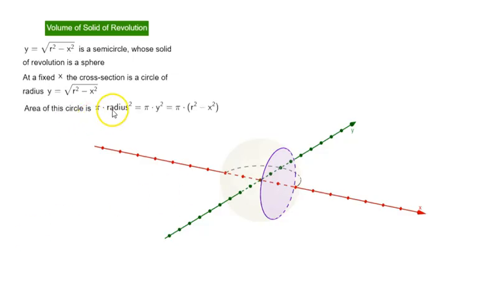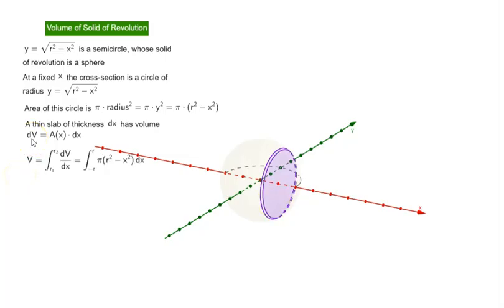The area of this circle is pi r square, which is equal to pi times the radius y squared, which is equal to pi times square root of r square minus x square, squared. So the square root will disappear, and we are left with pi times r square minus x square. Now a thin slab of thickness dx has volume dV equal to area times height, that is A of x times dx. So let's take a thin slab of dx height.